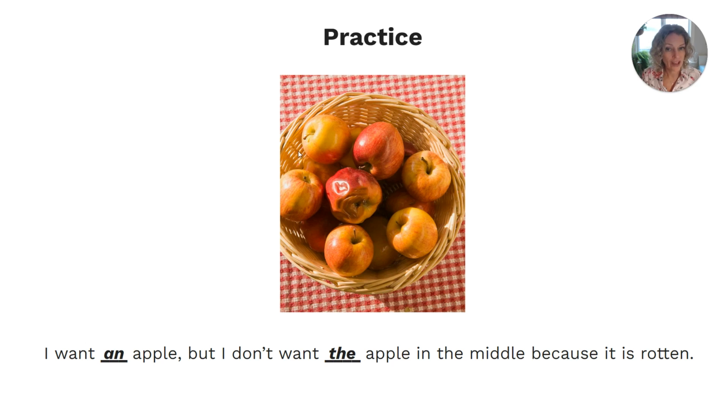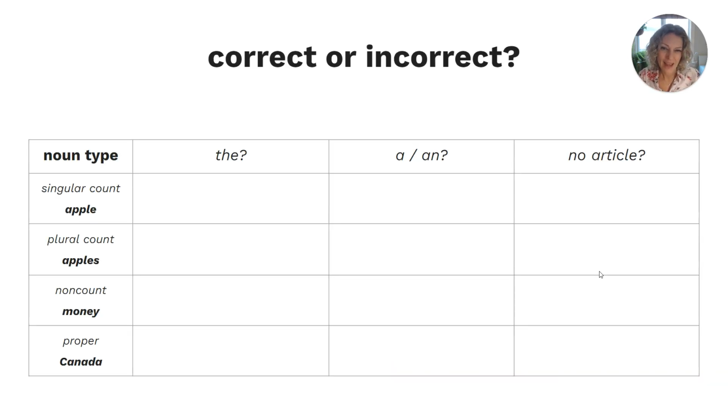So we're both looking at this picture. So when we say the apple in the middle, because it's rotten, we know exactly which one because I am being very specific to this context. Okay. So let's figure out if you can sort out when and when not to use these different articles. You're going to decide, are these sentences correct or incorrect?